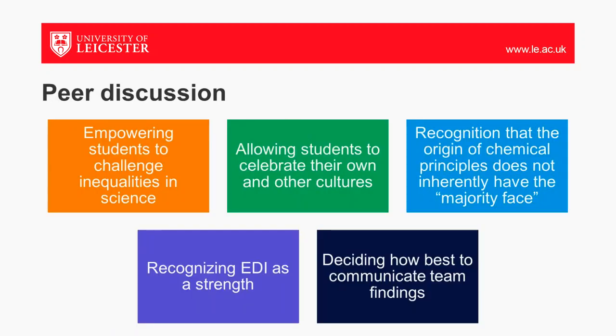So the peer discussion, I want to move back to that because that's a really important part. We facilitate and scaffold that peer discussion quite carefully, get students thinking about a number of different things. So we want to empower students to challenge inequalities in science. We want students to recognise where there are achievement or attainment or employment gaps between demographic groups, think about how that might have arisen, and think about what the community can do to respond to that in the future.